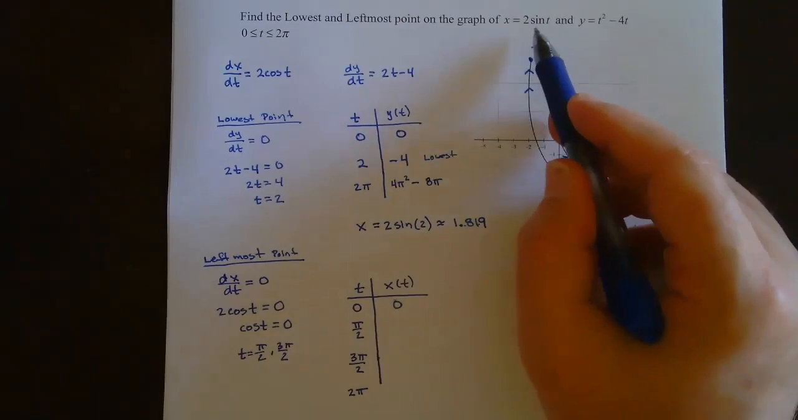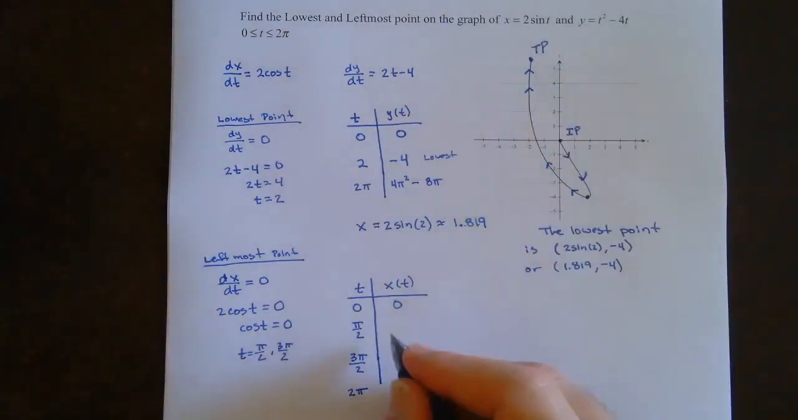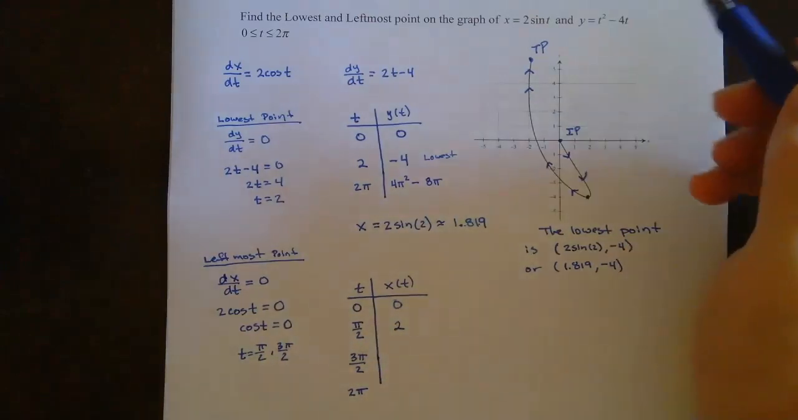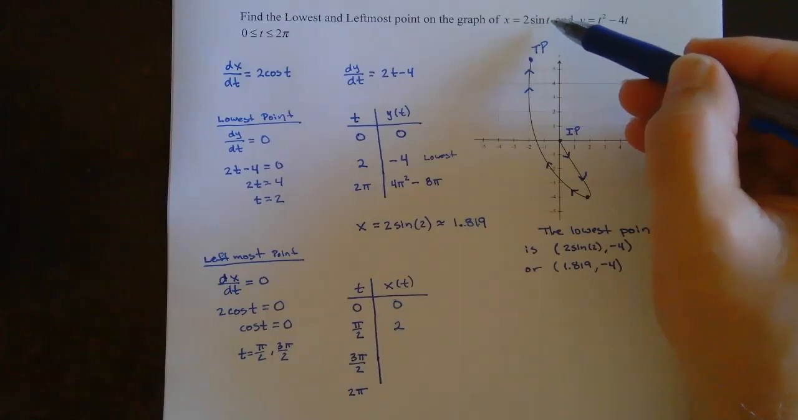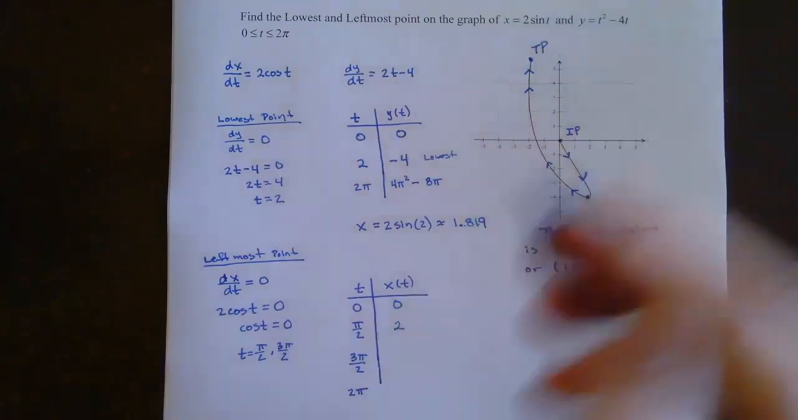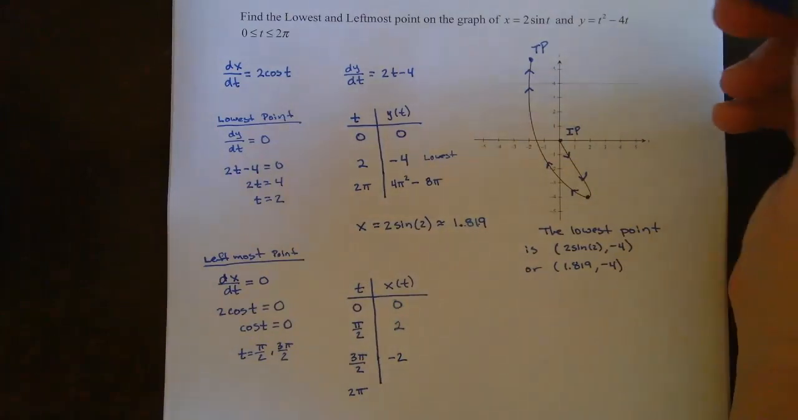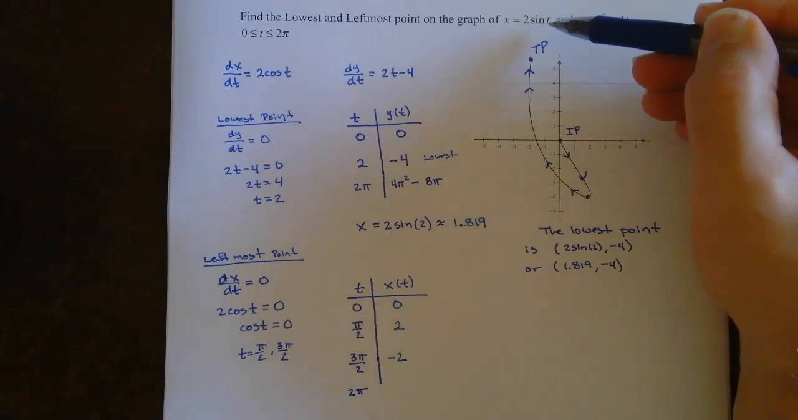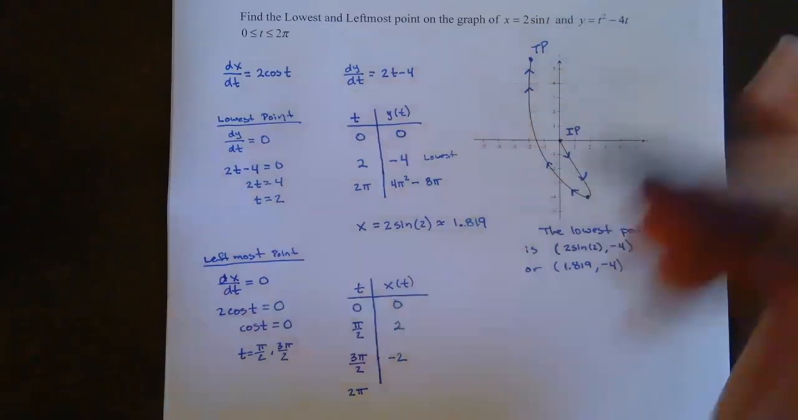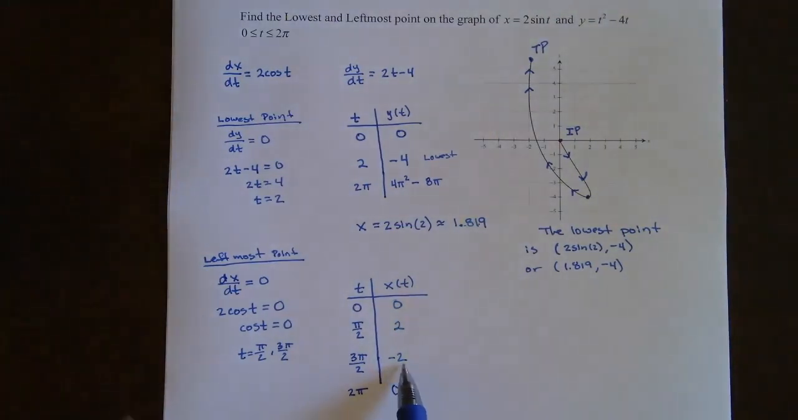So 2 times sine of pi over 2. Sine of pi over 2 would be 1, and 2 times 1 is 2. And then 3 pi over 2: sine of 3 pi over 2 is negative 1, times 2 is negative 2. That's starting to make sense, right? And then 2 times sine of 2 pi. Sine of 2 pi would be 0, so this would be 0 also. So right here, this would be the minimum, right?